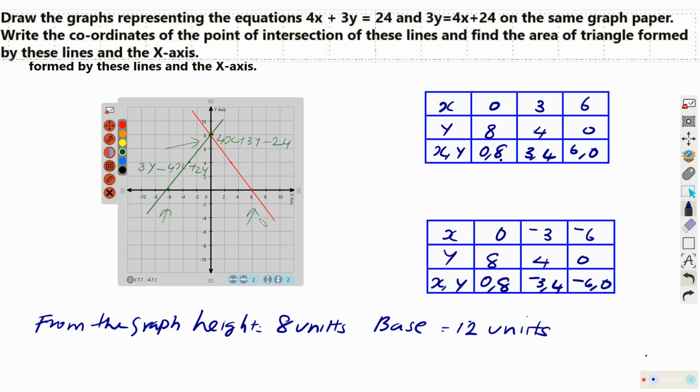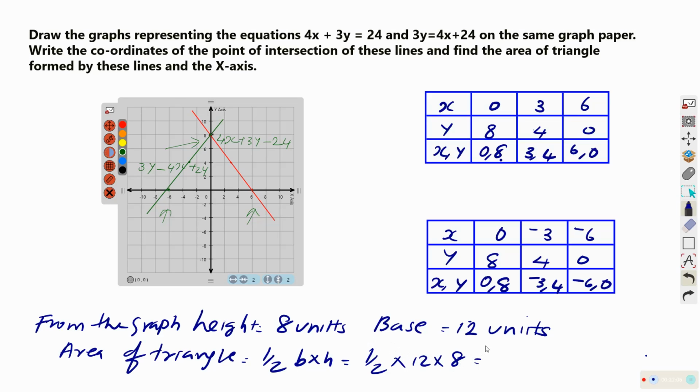Okay, so we can calculate by the formula of a triangle. Area of triangle is half base into height. Base is here 12 units, height is 8 units. So 96 upon 2, which is equal to 48. 96 upon 2, 48 square units. Okay, so this is the area of the triangle.